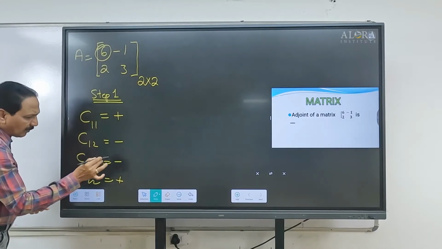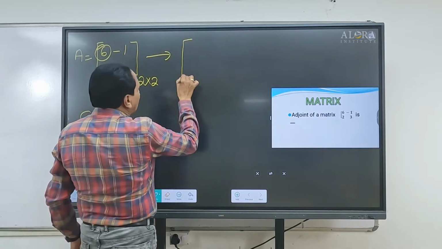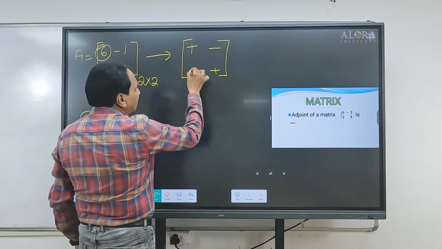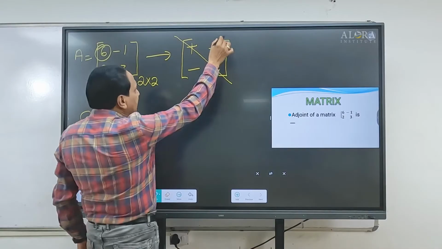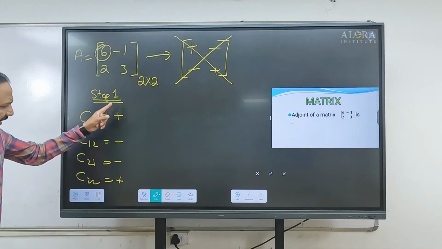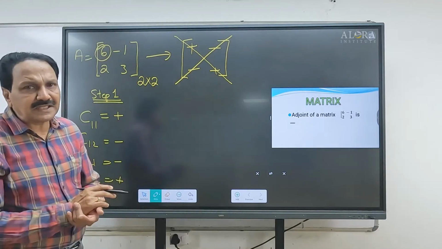Plus, minus, minus, plus. Suppose we go for the sign convention in the matrix itself: first plus, last plus, in between minus. Principal diagonal elements' cofactors are with plus sign, secondary diagonal cofactors are with minus sign. After writing the sign convention, how to write the number? It is nothing but the minor itself.